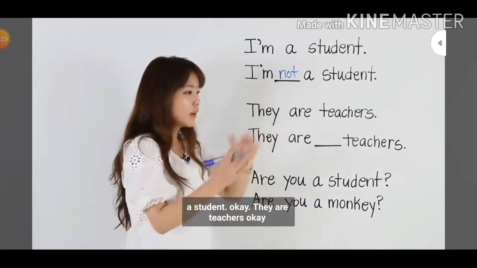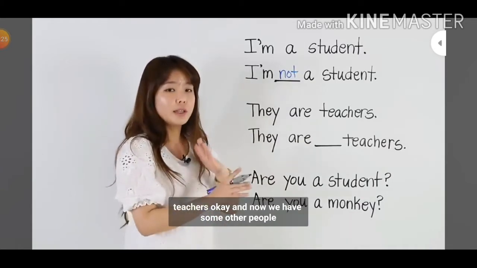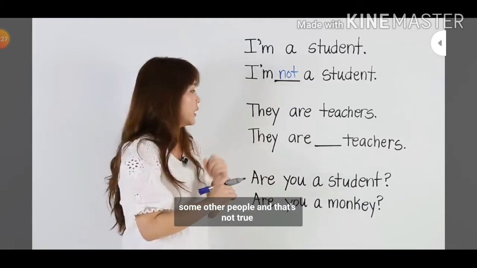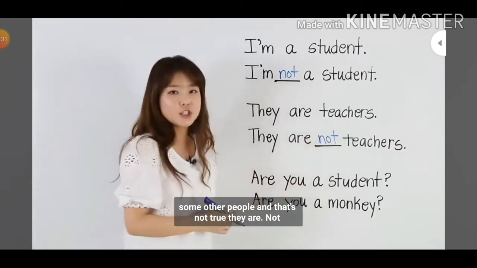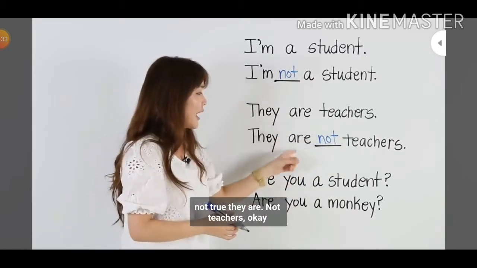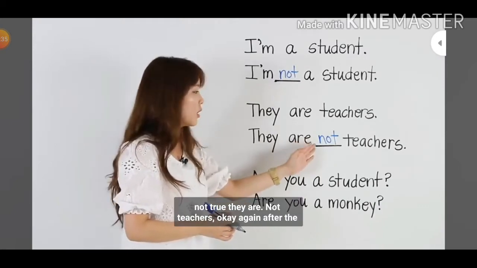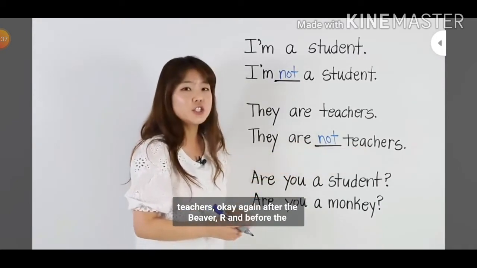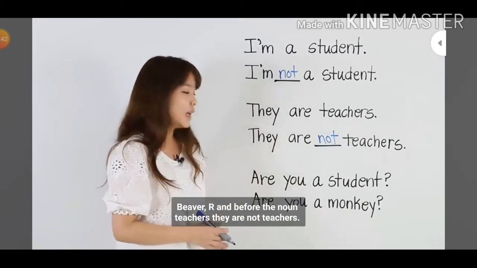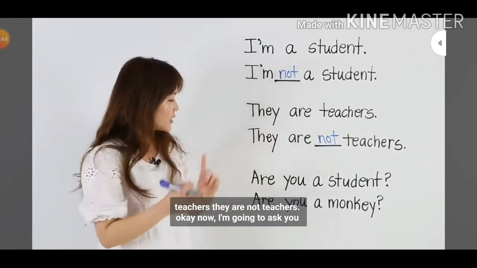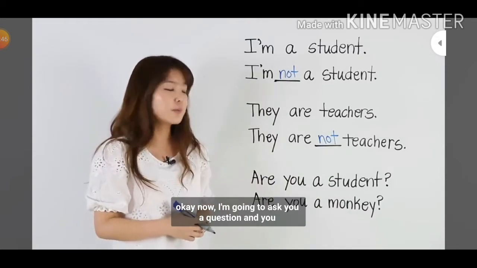Okay, they are teachers. Now we have some other people, and that's not true. They are not teachers. Again, after the be verb are and before the noun teachers. They are not teachers.